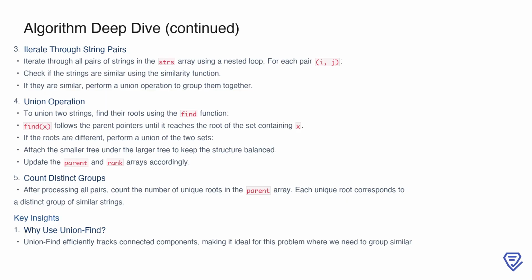Finally, to determine the number of distinct groups of similar strings, we count the number of unique roots in the parent array after processing all pairs. Each unique root represents a separate group. Using union find here is particularly effective because it allows us to efficiently track and merge connected components, which is exactly what this problem requires.